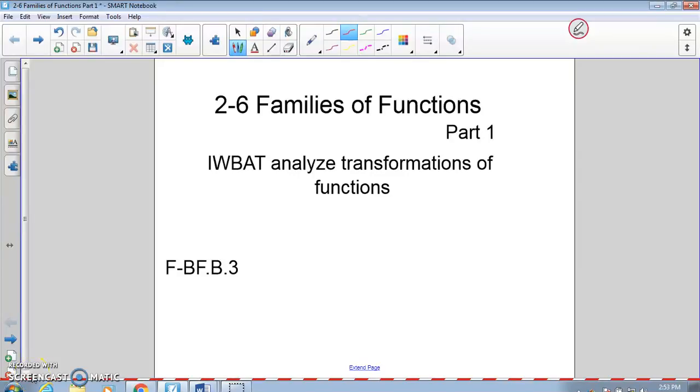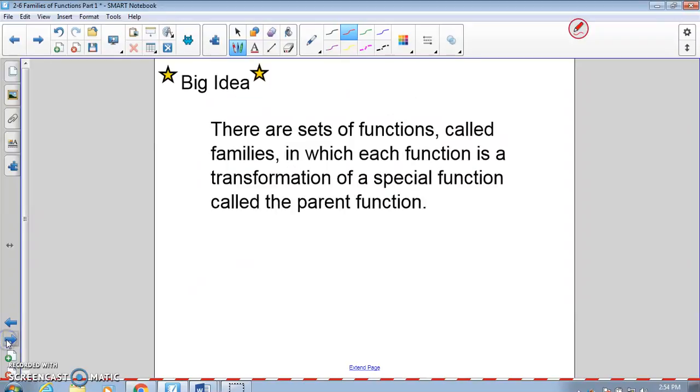Hey guys, today we are going to do 2-6 Families of Functions Part 1. You will be able to analyze transformations of functions. So the big idea is that there are sets of functions which are called families in which each function is a transformation of a special function called the parent function.